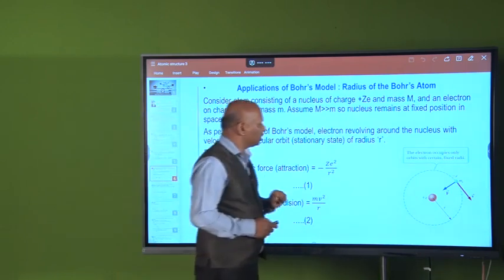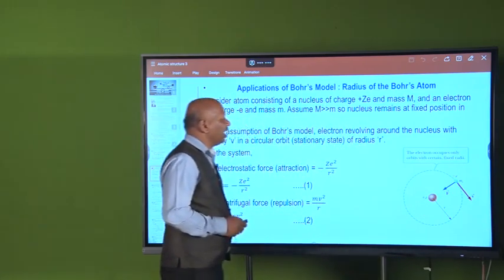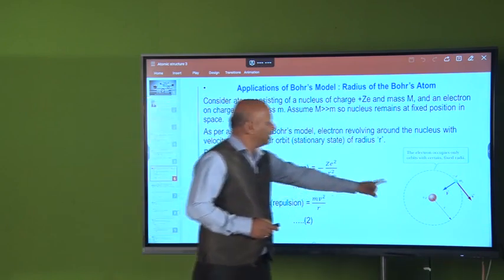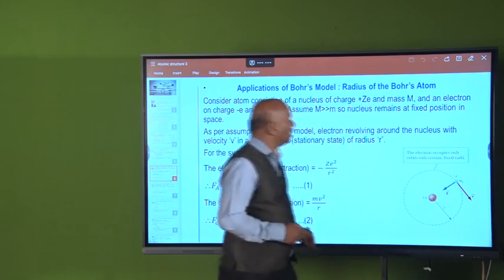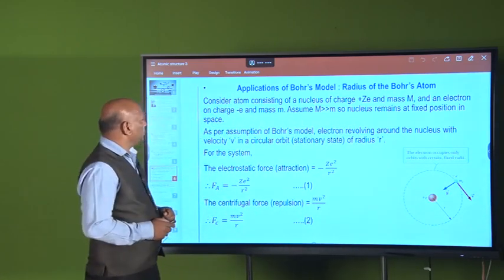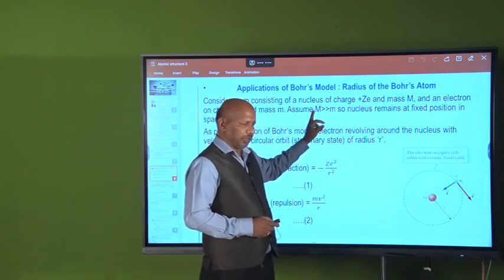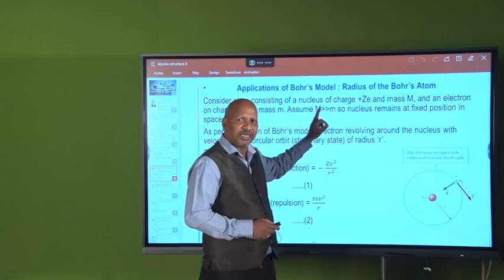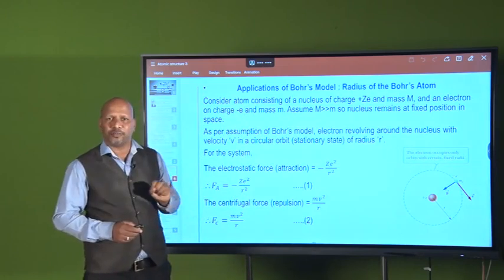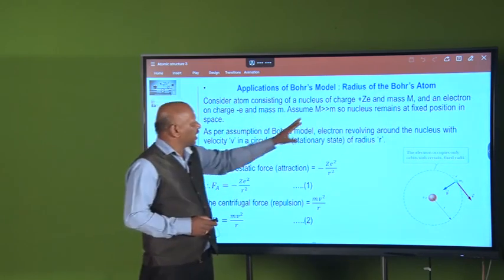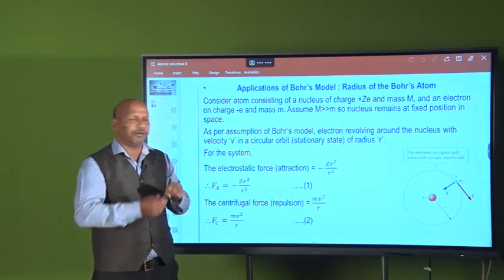Consider an atom consisting of the nucleus. The nucleus has charge plus Ze and mass capital M, and the electron of charge minus e moves around the nucleus. Here capital M is much greater than small m, because capital M is the mass of the nucleus and small m is the mass of the electron. Because of that, you can consider the nucleus stationary and only the electron revolving around it.